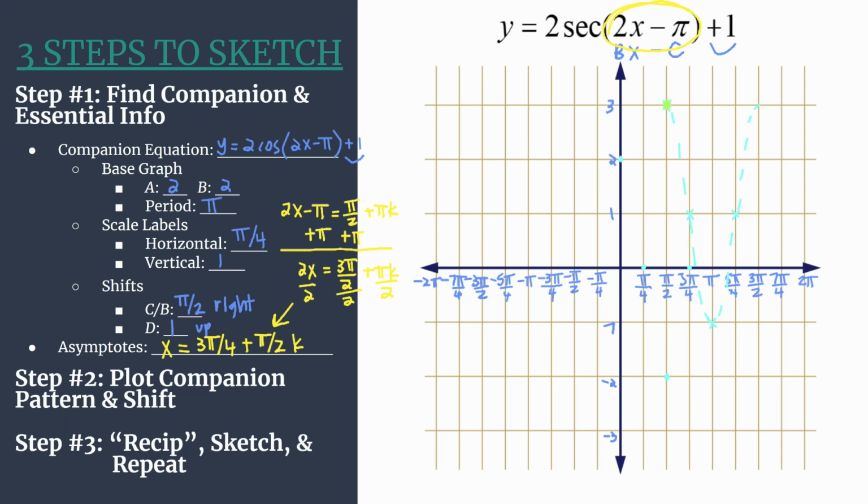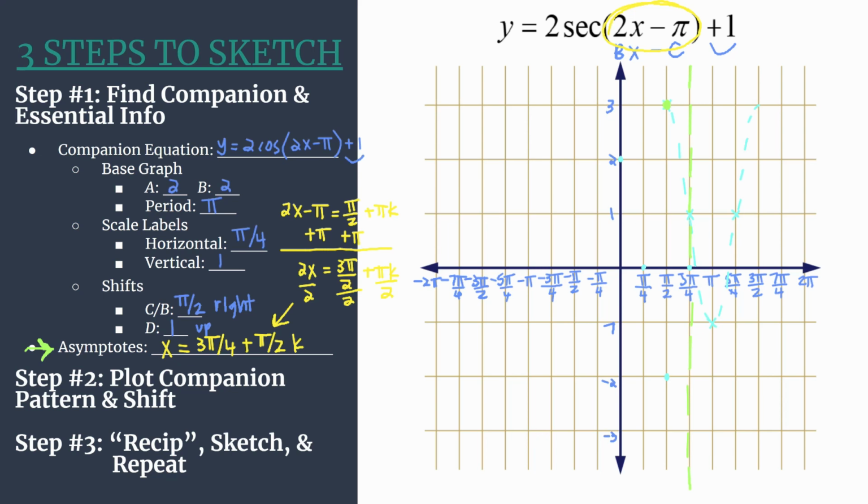Your second point, that was originally an x-intercept. When you try to take the reciprocal of a 0, that's undefined. That's a great way to remember that you turn into a vertical asymptote here. And notice that's at 3 pi over 4. So looking back to our asymptotes equation, we should feel really confident that we are on the right track.